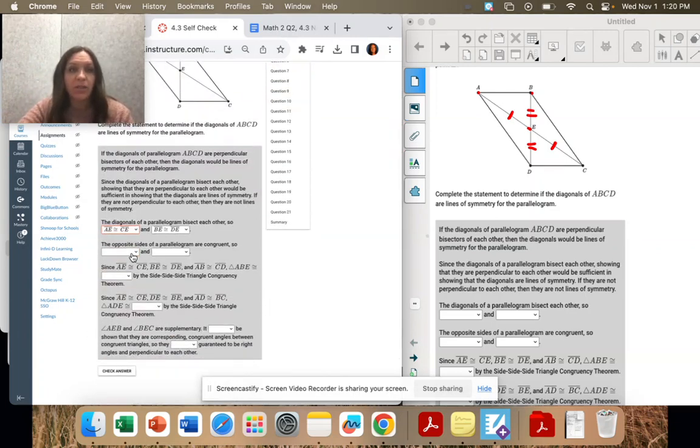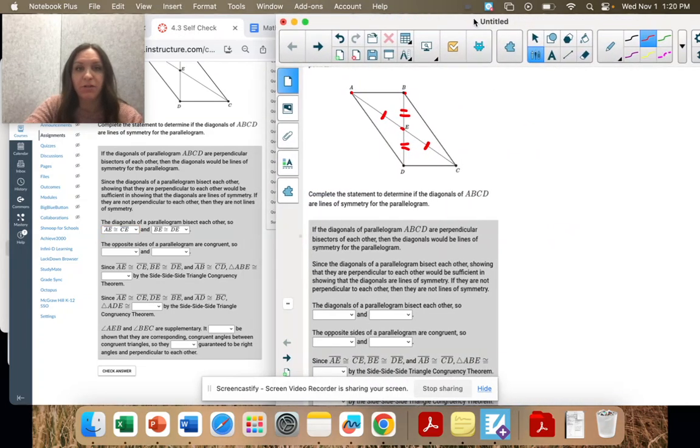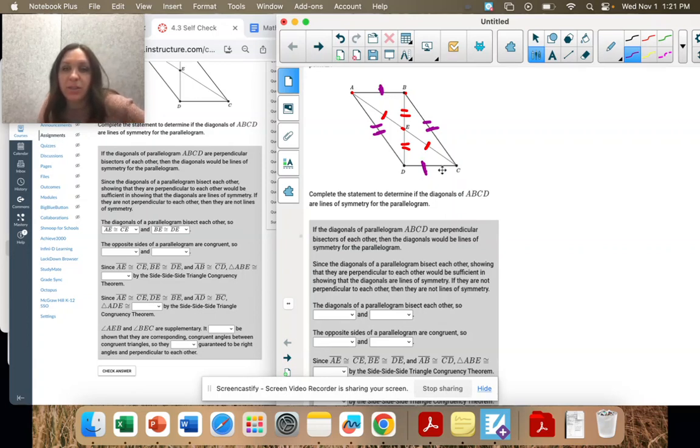Okay, we know the opposite sides of parallelograms are congruent. So let's go here. And I want some different colors, so I'm moving over. So it tells us the opposite sides are congruent. So this side is congruent to this side, the opposites. And this side is congruent to this side. Okay, so AB is congruent to DC. And AD is congruent to BC. And now we just need to find those over here.